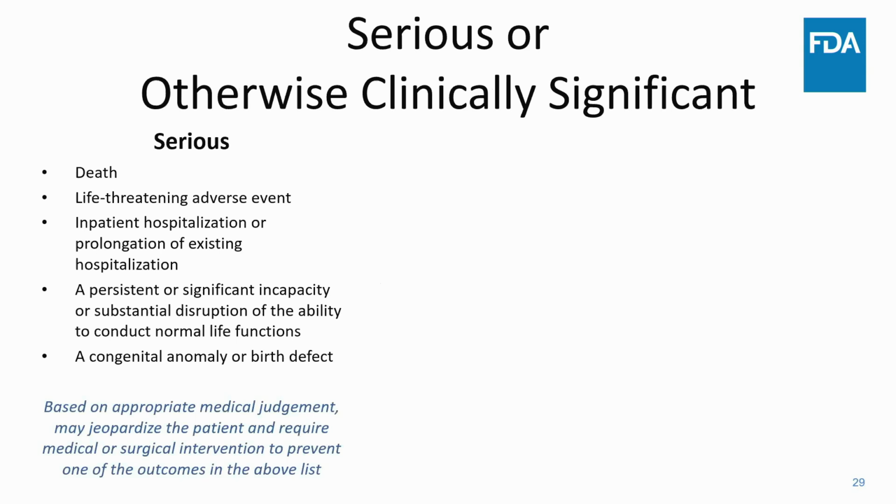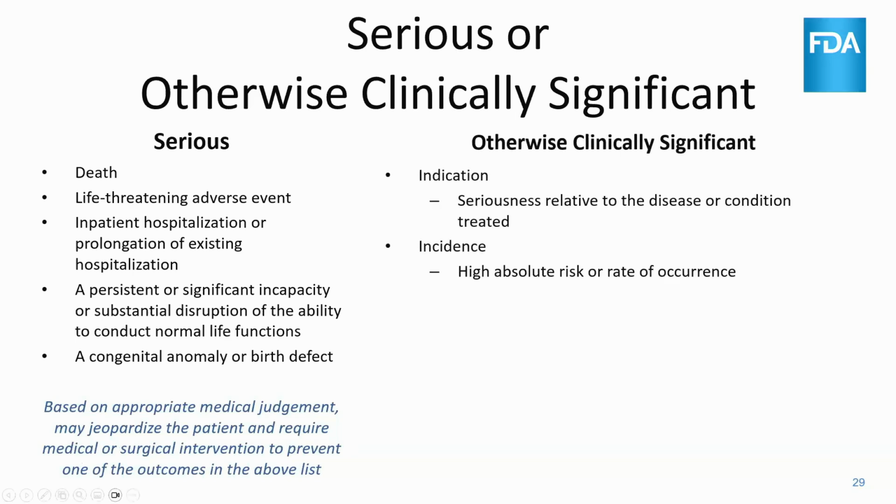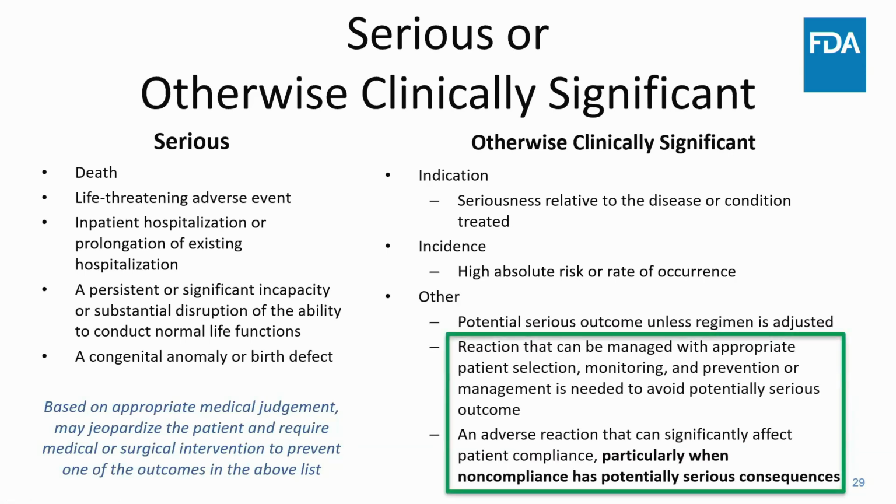So as promised earlier, I want to quickly go over what it means to be serious or otherwise clinically significant. And I know this slide has a lot of words on it. On the left, you can see the descriptions of what's defined as serious. If you look at the cases of dental caries that we saw, there's probably already an argument that these cases are indeed serious because they disrupted normal life functions. But let's just say you weren't willing to buy that argument. Let's look at what is defined as otherwise clinically significant. You can see that the seriousness relative to disease and incidence rate can all be considered.